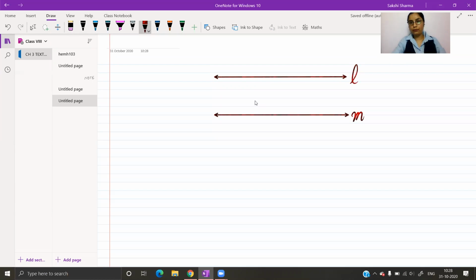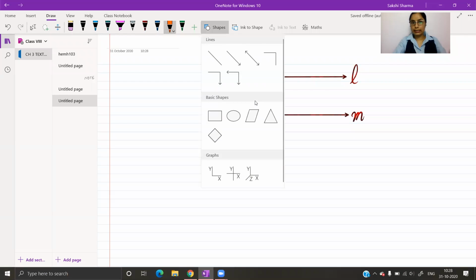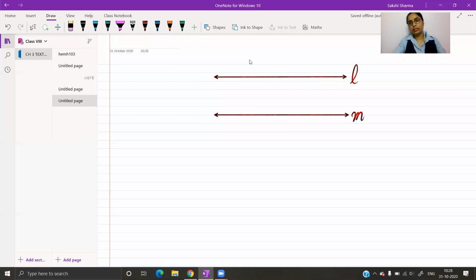We have a pair of lines here, and let's draw a third line which intersects these two. So this line is my transversal. And mark the angles. Mark distinct angles, so that no angle overlaps another. So there are 8 angles.